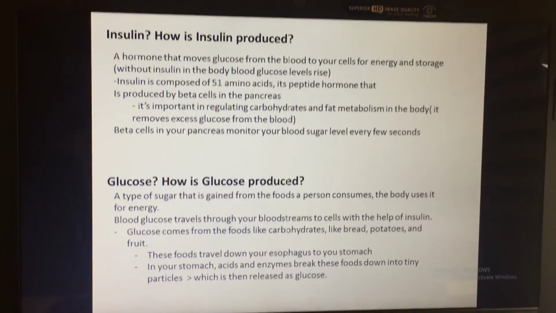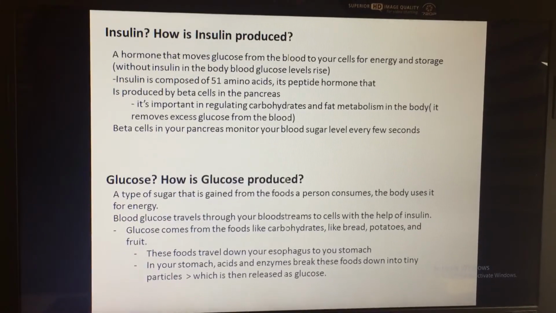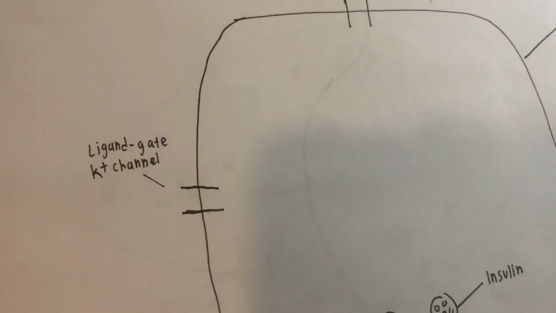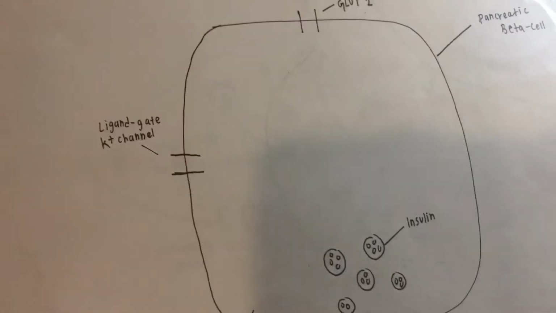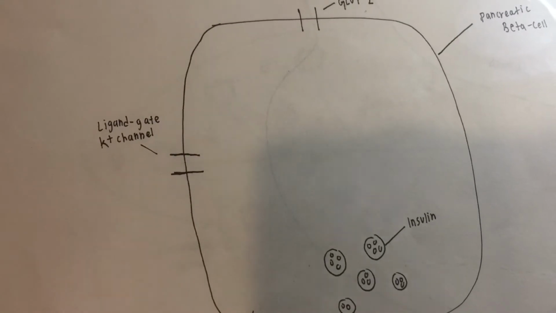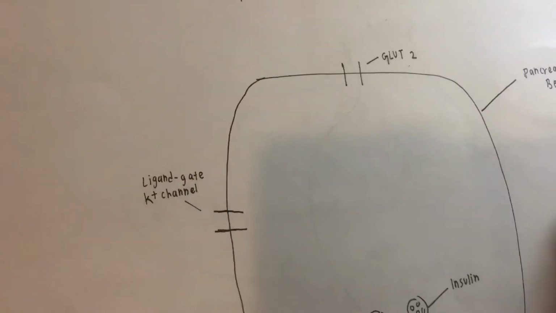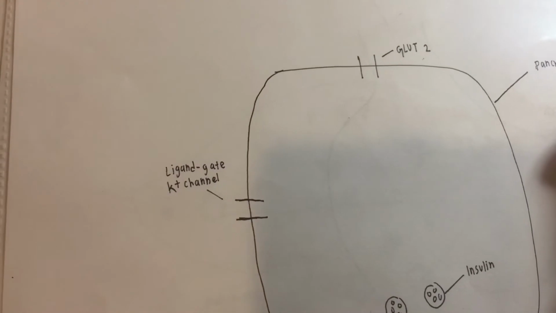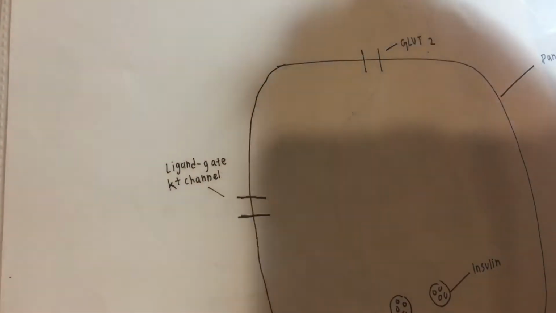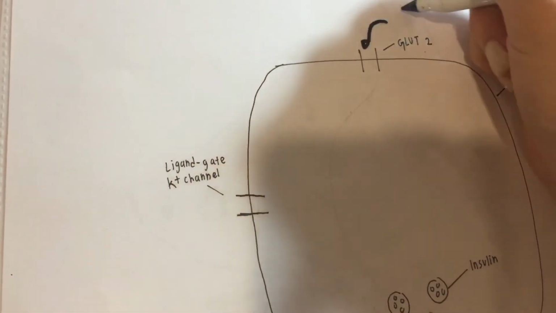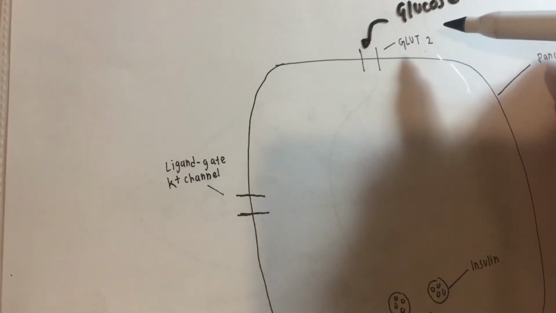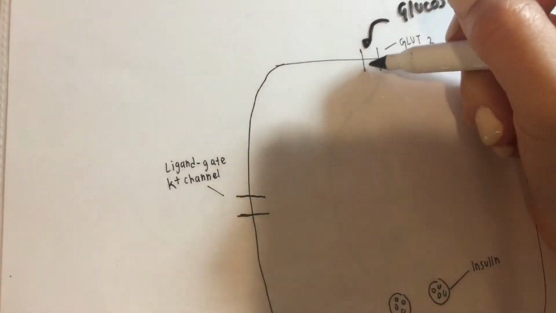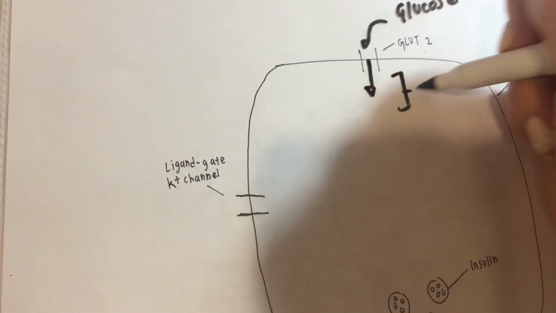Okay, so let's learn a little bit more about insulin and how it's released from the pancreas, from the beta cells. So this is a diagram of how insulin is released from the pancreas. So glucose enters through the GLUT2, the glucose transporter 2, and it goes through a process of glycolysis.